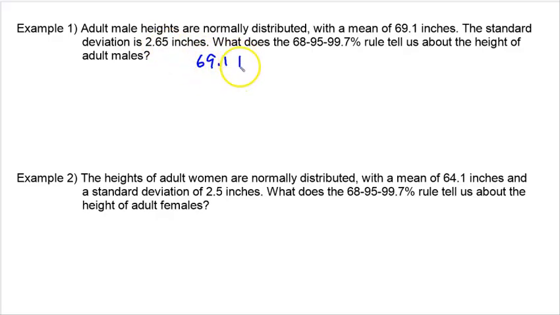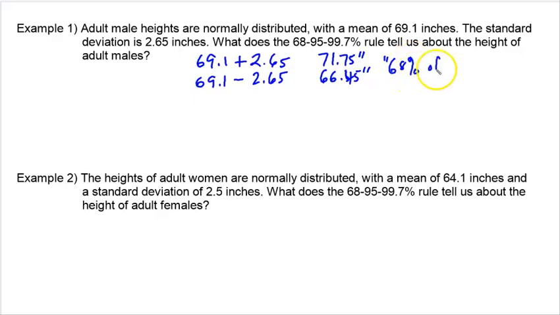If I go to the right, 1 standard deviation, I add those two numbers together, and that would be 71.75 inches. And if I went to the left, starting at the mean and subtracting 2.65, that would be 66.45 inches. So we could summarize by saying 68% of males fall between 66.45 inches in their height and 71.75.